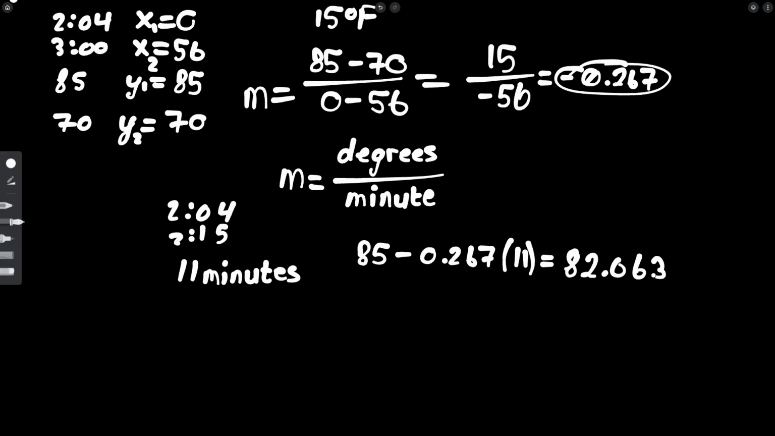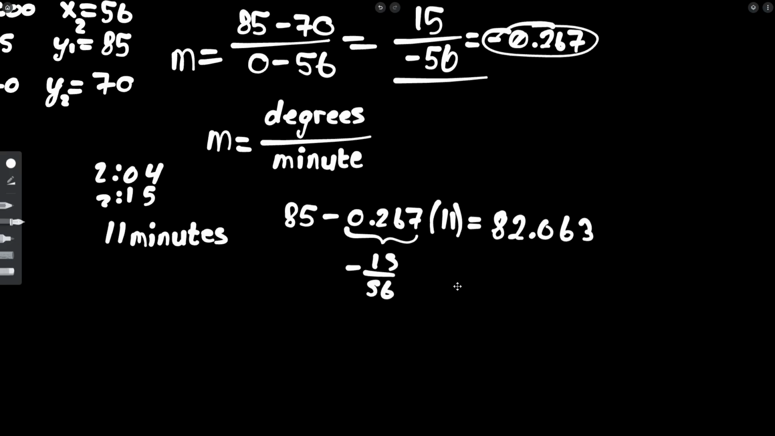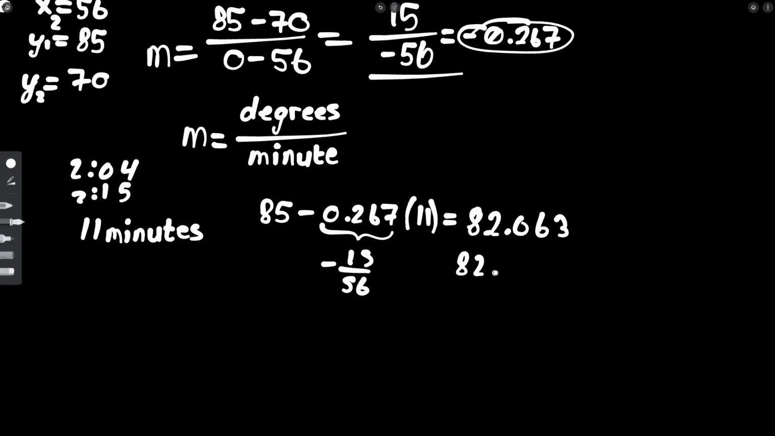Now, we could do this and find an exact answer using the fraction up here. We would just replace this value with negative 15 over 56, which would give us a much closer answer of 82.05357, etc.